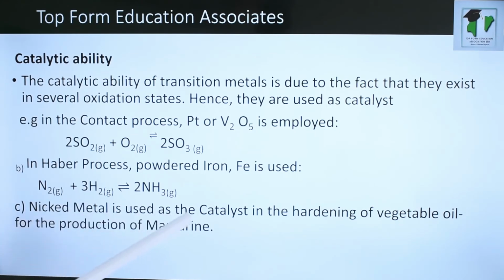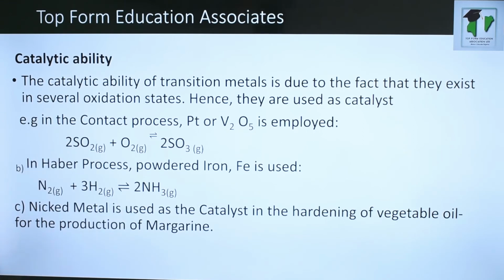Nickel metal is used as a catalyst in the hardening of vegetable oils for the production of margarine. Margarine is the butter you use in eating your bread. I hope you know what margarine is. A catalyst is used in the production of that vegetable oil, which is used in the production of the butter you use at home or in your hostels. So the catalyst used there is nickel metal. And you know nickel is a transition metal.